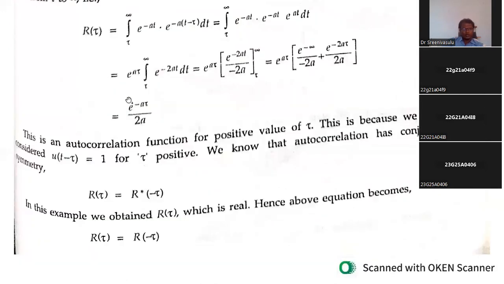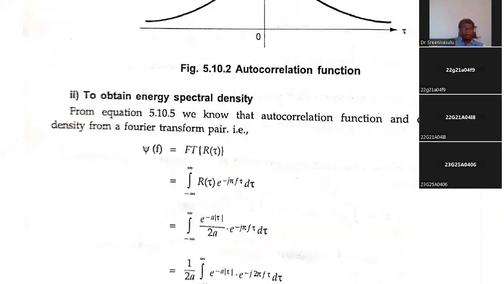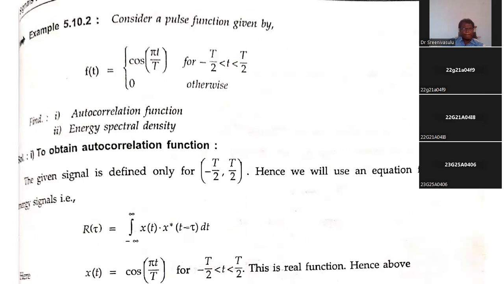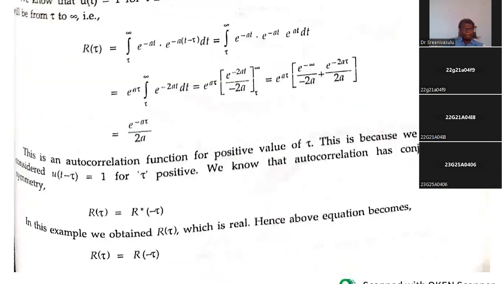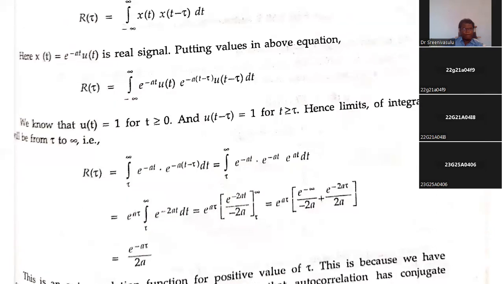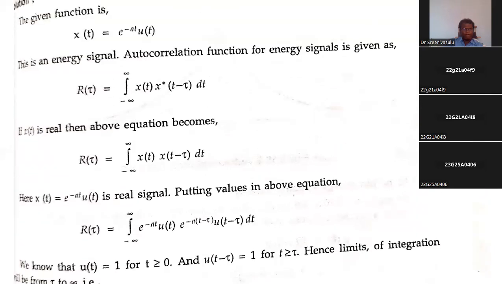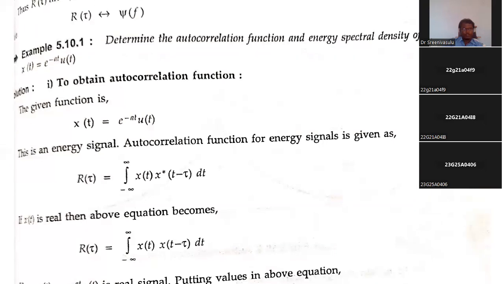Now, you see one problem on this. Write down this problem. Determine the autocorrelation function and energy spectral density. x of t is equal to e power minus a t u of t. So x of t is e power minus a t u of t.